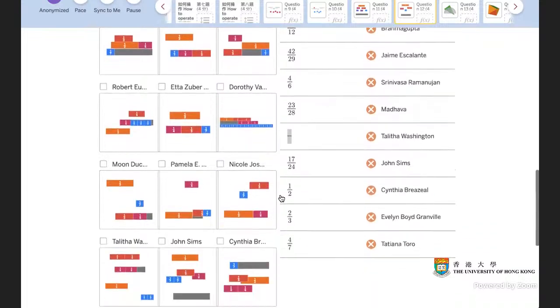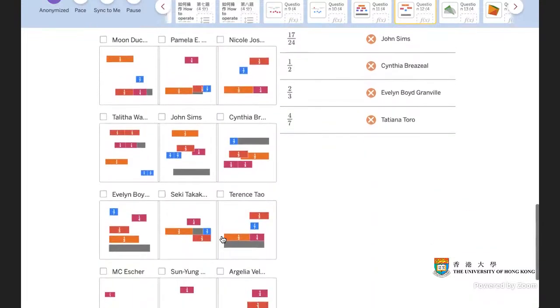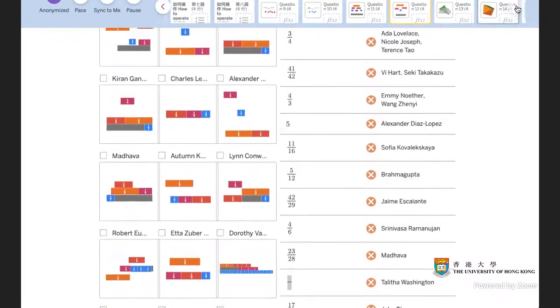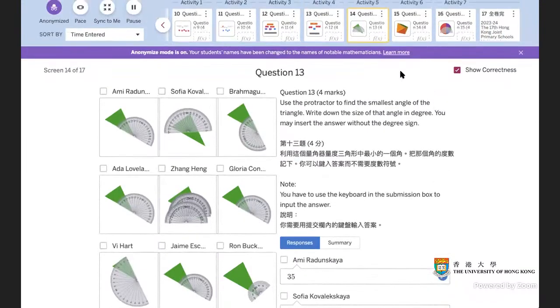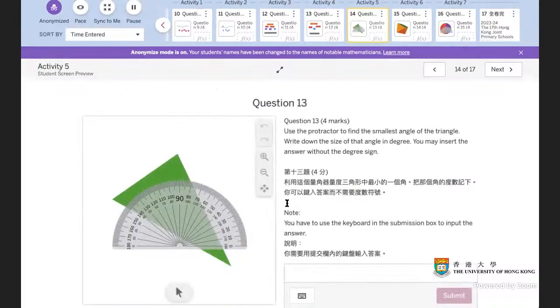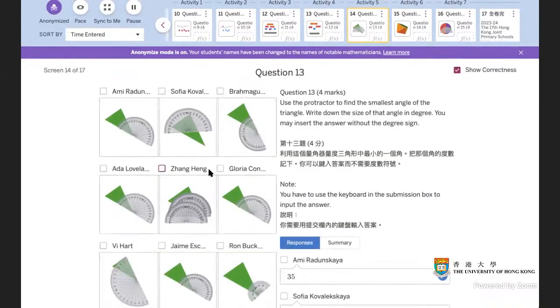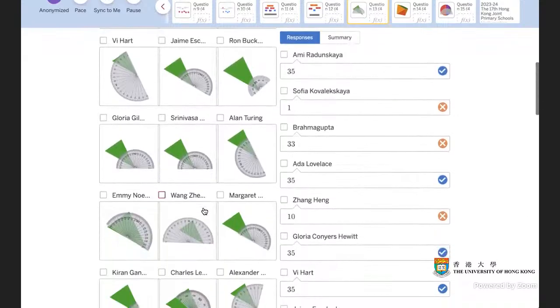Right? But it's good to see a variety of results tried out by the students. Okay, now we have three more questions. Question 13 is about using the protractor to measure this angle, which is the smallest one in the triangle. And these are the variety of answers coming out from the students.